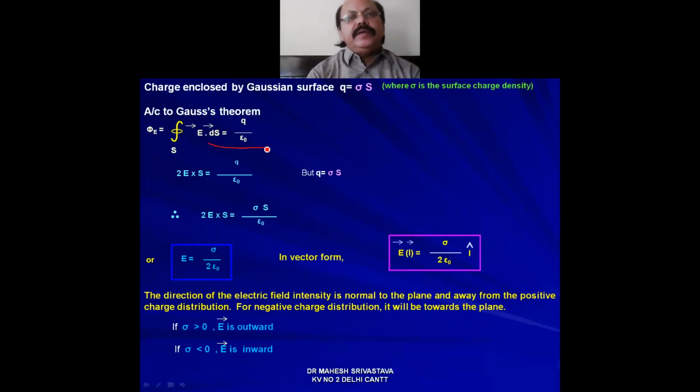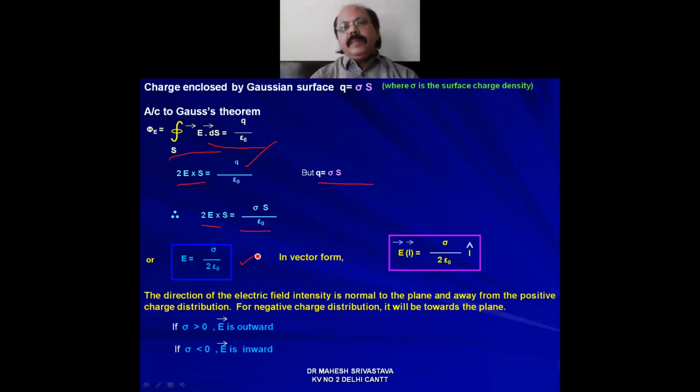So the electric flux that you have calculated, 2ES, equal to Q upon epsilon naught, and the charge enclosed by the Gaussian surface is Q equal to sigma S. Substitute this value here, then you will get 2ES equal to sigma S upon epsilon naught. S gets cancelled, you will get E equal to sigma upon 2 epsilon naught.